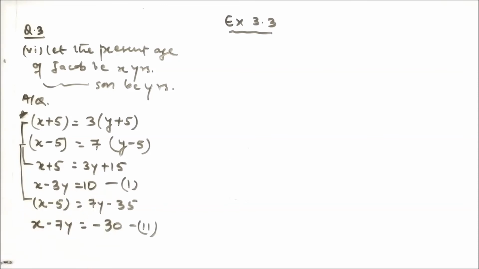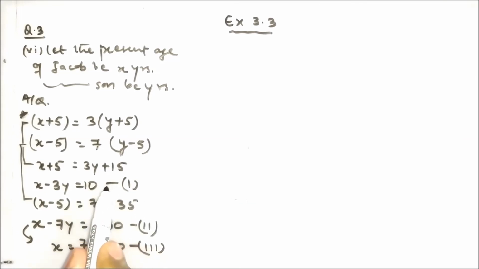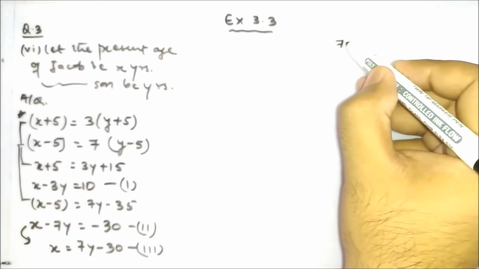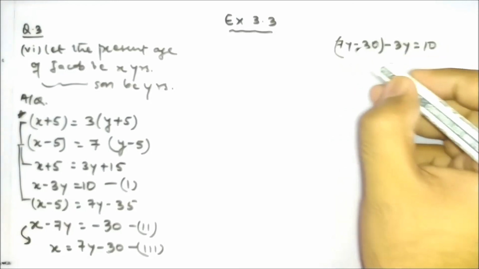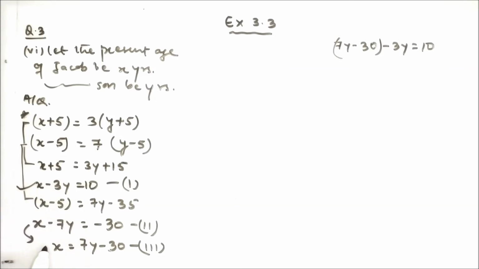Now again, here we need to solve by the substitution method. So I am selecting equation number 2 to get the value of x in terms of y. From this equation number 2, we will get x is equal to 7y minus 30. This is equation number 3. Now as we got this value from equation number 2, we'll put this value in equation number 1. So put the value of x as 7y minus 30: it will be 7y minus 30 minus 3y is equal to 10. In equation number 1, just replace the value of x with 7y minus 30.